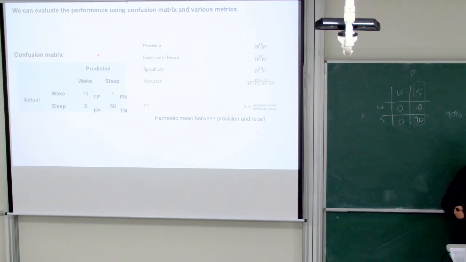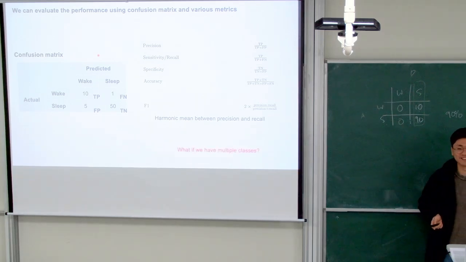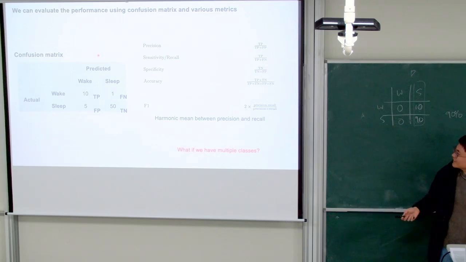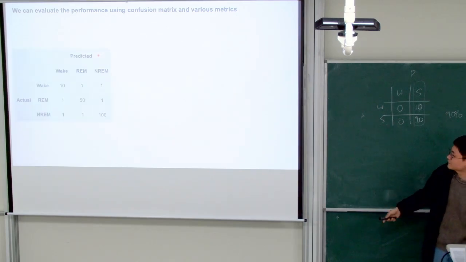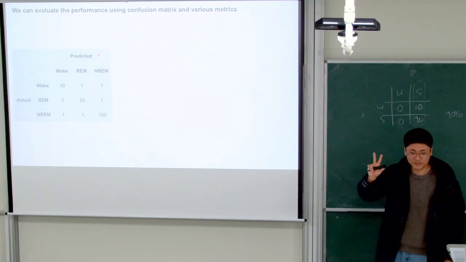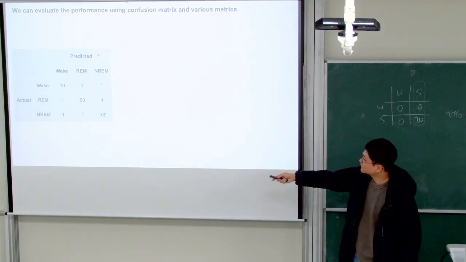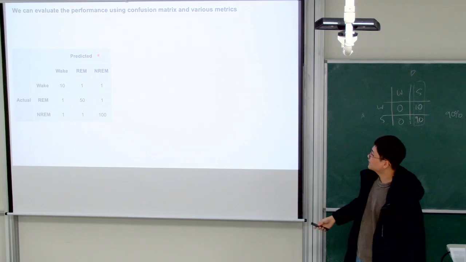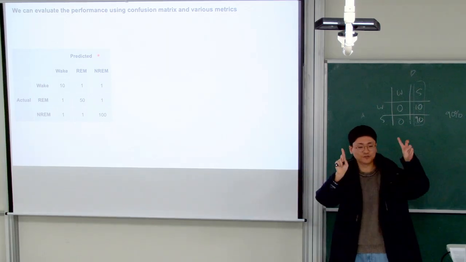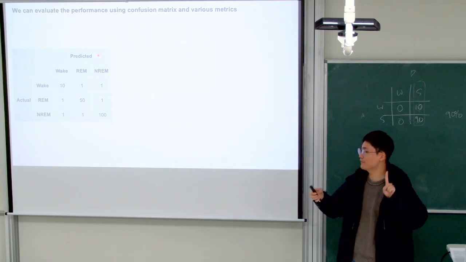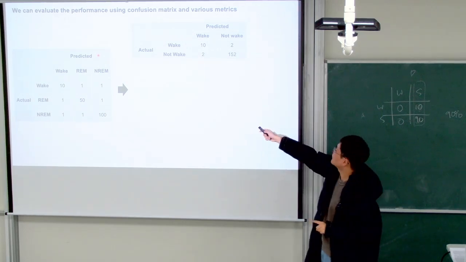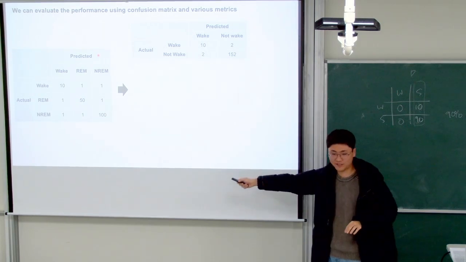Then you might have this kind of question: what if we have more than 2 classes? I'm not sure whether this is really accepted, but some studies use this kind of thing. So, for example, let's say we have a 3-class confusion matrix. Then we can collapse it into a two-class confusion matrix. For example, we have actual sleep and not sleep. We can classify it as wake and not wake.